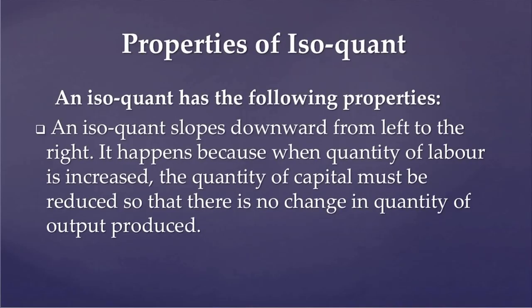Now, properties of isoquants. We have already discussed the concept of isoquants. Now, let us understand some of its properties. An isoquant slopes downward from left to right. It happens because when the quantity of labor is increased, the quantity of capital must be reduced, so that there is no change in the quantity of output produced.